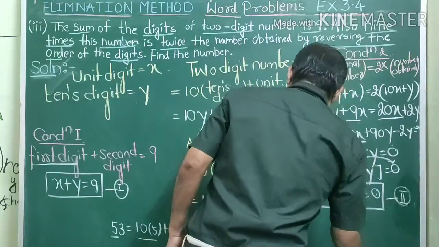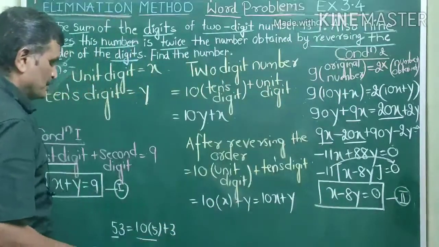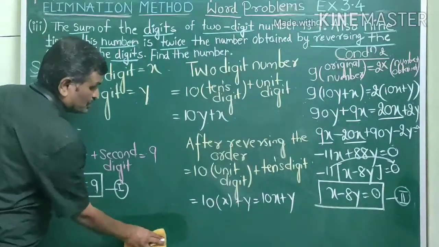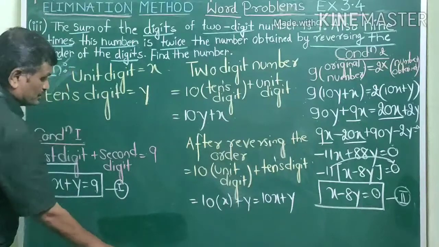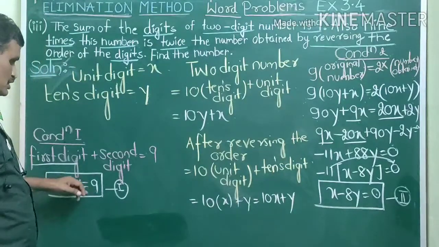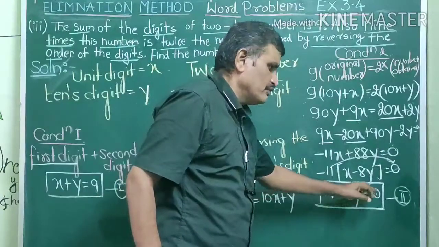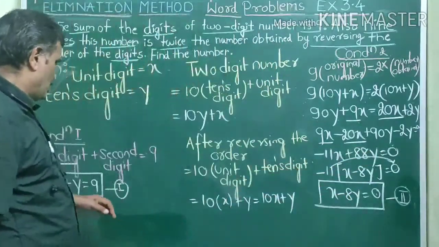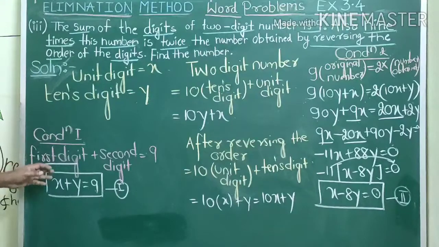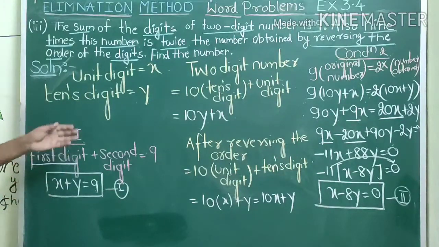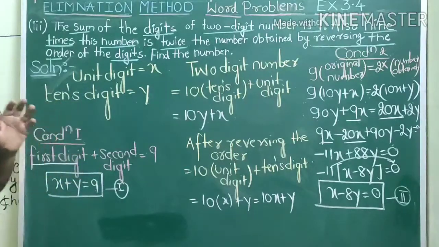Now I have converted the given situation into a linear equation in two variables. The first equation says x plus y is equal to 9. The second equation says x minus 8y is equal to 0. Now what I will do is, I will solve the two equations. Let us see what is the result that I am going to get.